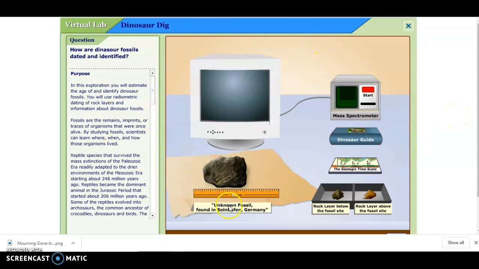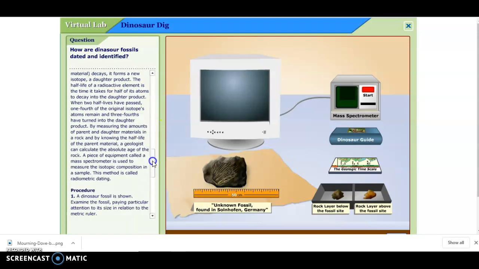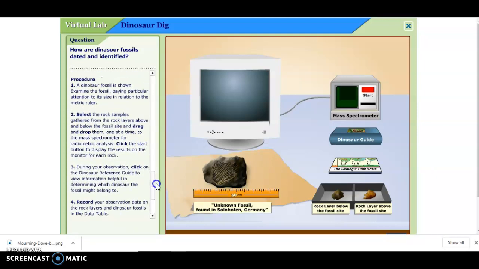But let's assume you get it working, and you click on the link, and here is your lab. So you read through the purpose here, read through the background. It's got a bunch of information for you that you'll need to answer the questions later. But when you get down to the procedure, I just want to explain and demonstrate what you're going to do. We'll do the first one together, and then you can do the other 4 samples on your own.